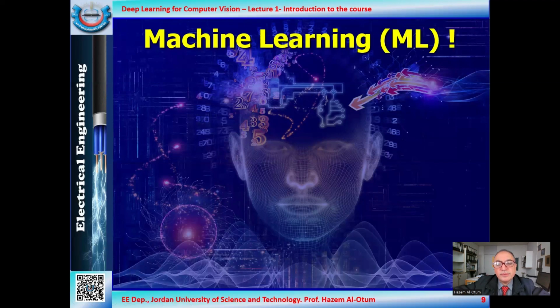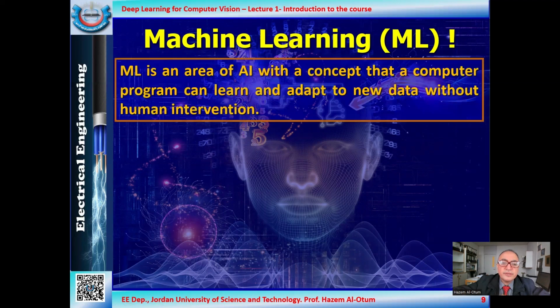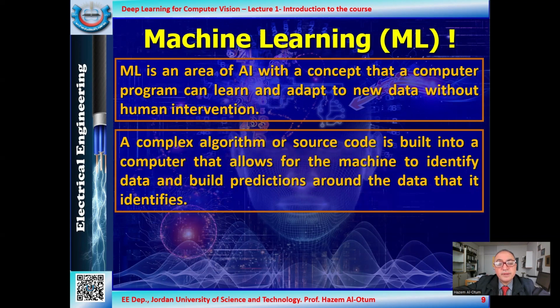Let's go now to machine learning. What is machine learning? It's a push further. It's a sub-area of AI, where a computer program can learn. The software itself can learn, and new data and new features can be fed into the software or program, and it will help in making decisions and actions without the intervention of a human. So it can act as an independent application.